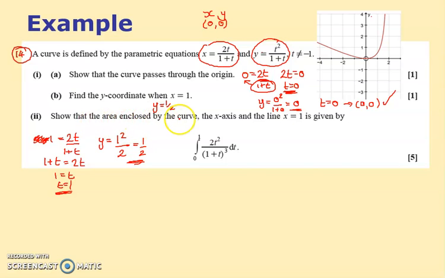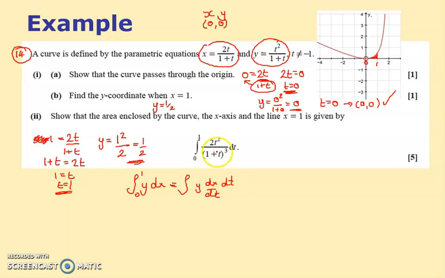So, show that the area enclosed by the curve, the x-axis and the line x equals 1. They actually want this tiny little area down here. So that area is given by that. We'll always do area by the integral of y dx, between the two values 0 and 1. But we're not going to do that. We've got to use parametrics, so it's the integral of y dx by dt.